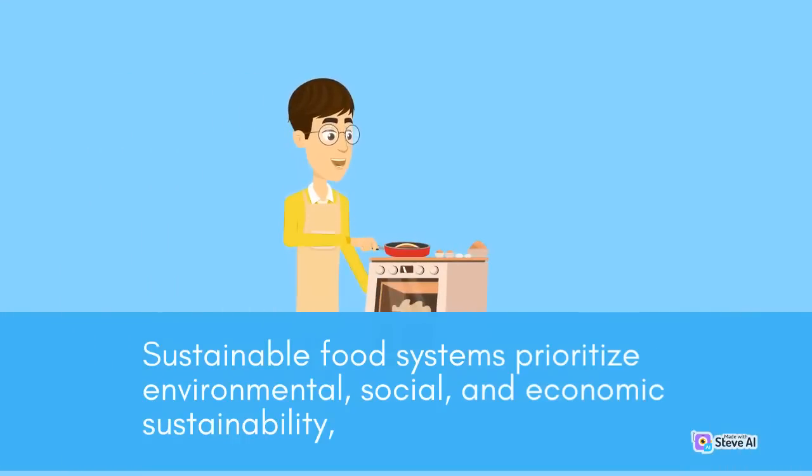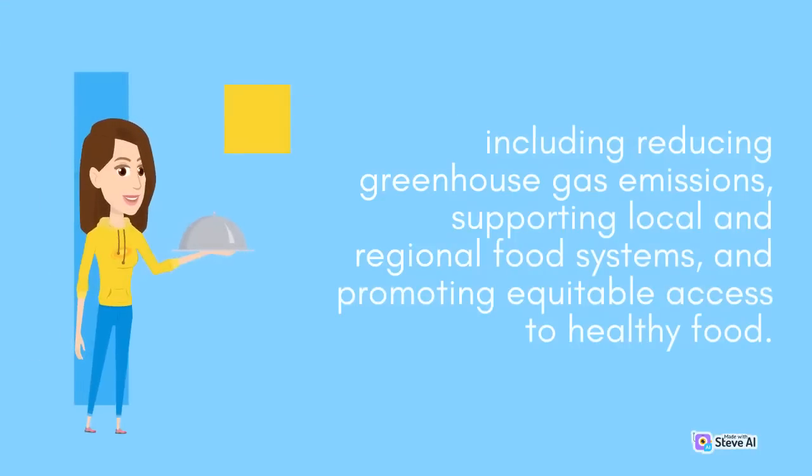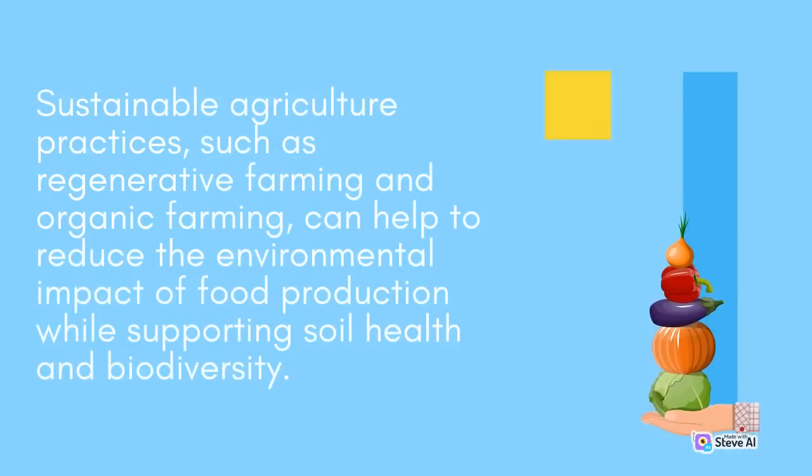Sustainable food systems prioritize environmental, social, and economic sustainability, including reducing greenhouse gas emissions, supporting local and regional food systems, and promoting equitable access to healthy food. Sustainable agriculture practices, such as regenerative farming and organic farming, can help to reduce the environmental impact of food production while supporting soil health and biodiversity.